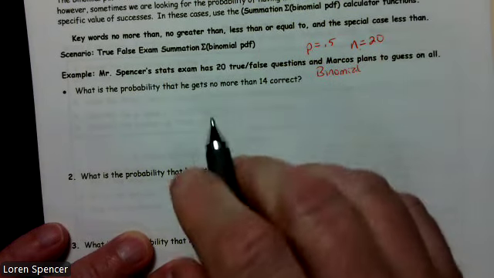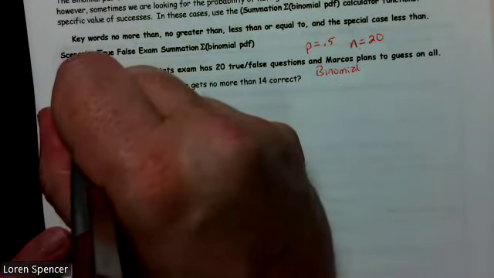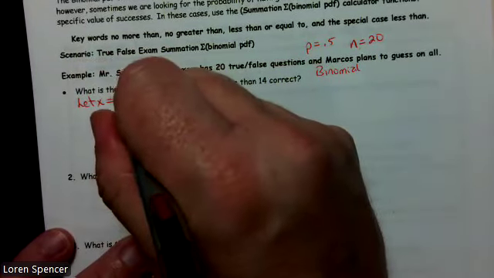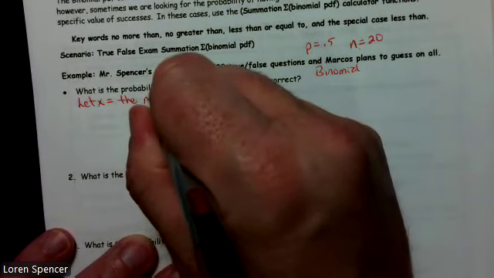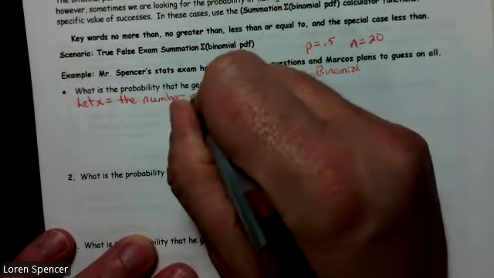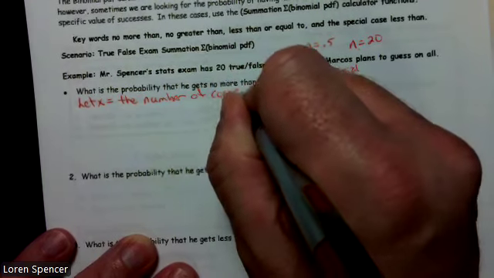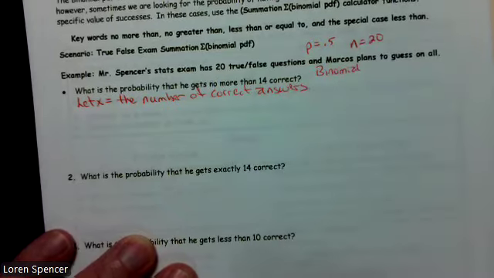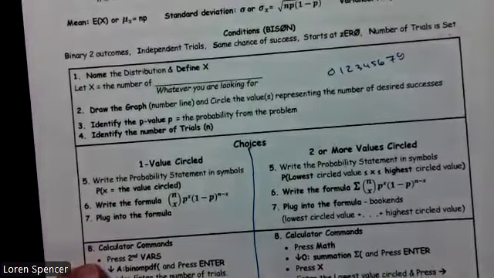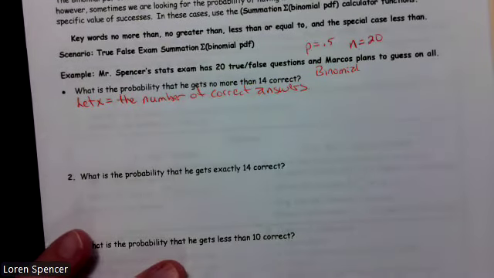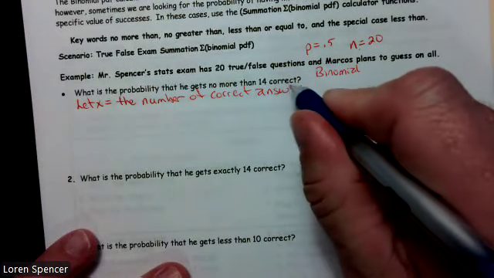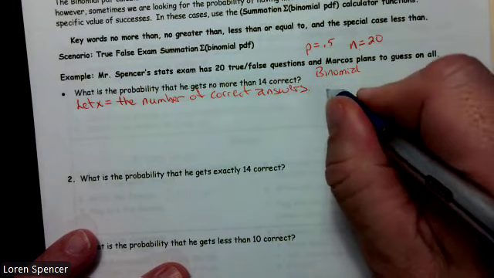The next thing we need to do is define x. So let x equal the number of correct answers. All right. Next thing we need to do is draw a graph. And circle what we want, the number of successes. So in this case, we want no more than 14.